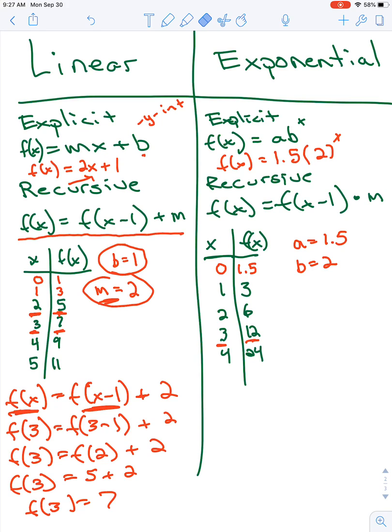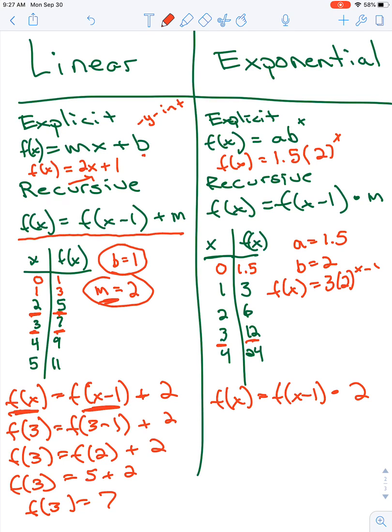Some of you guys might have written it a little bit different last year depending on who your teacher was, but maybe you learned it as f of x is equal to 3 times 2 to the x minus 1. If you learned that, that's great. Okay, recursive equation is just as easy as it was over here. f of x is equal to f of x minus 1 times 2. So to get the next term, we take the term before it and multiply it by 2.